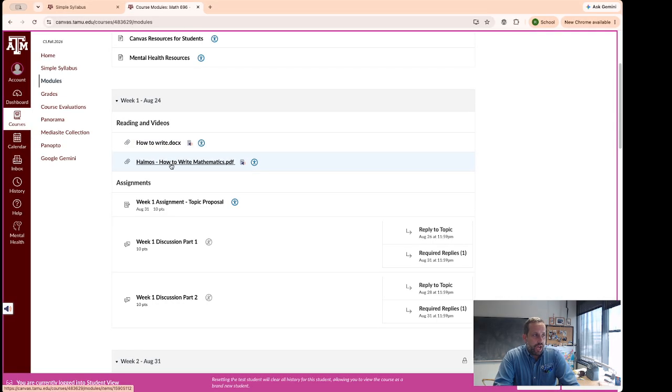These are both the same document. One is accessible, that I sort of translate, or that I guess copied and pasted from the PDF and tried to get the format right to get an accessible doc file. And this is the PDF. Week 1 assignment, and then 2 discussion posts. Okay, let's look at the week 1 assignment.